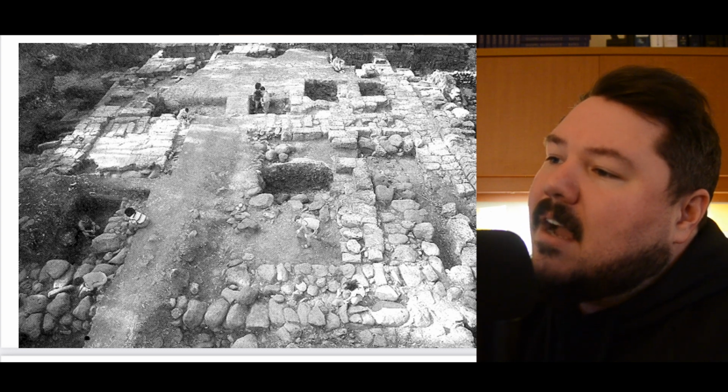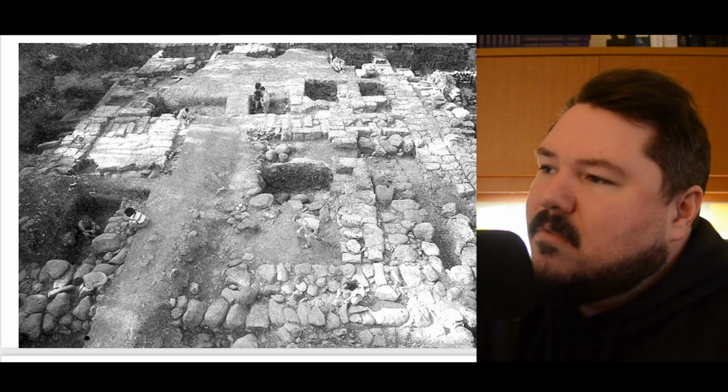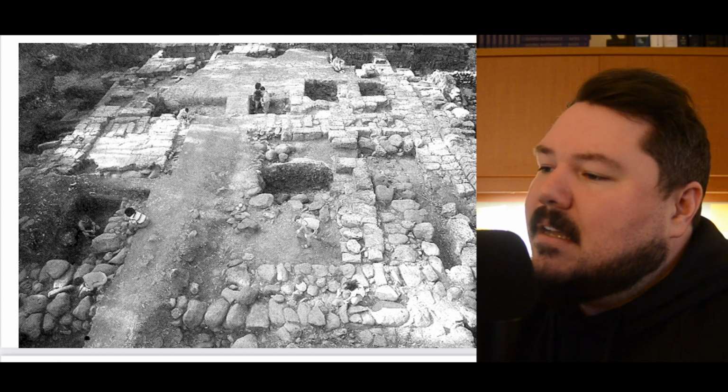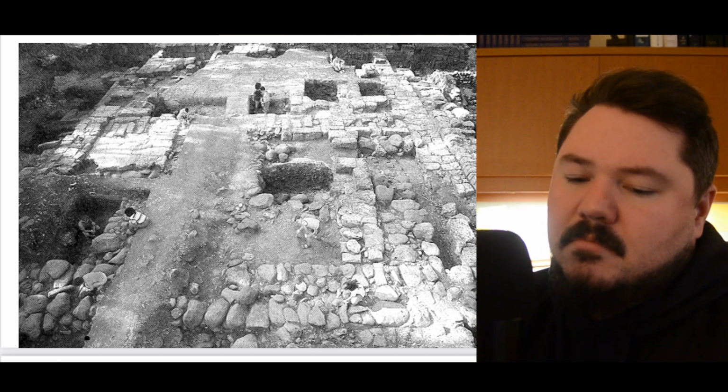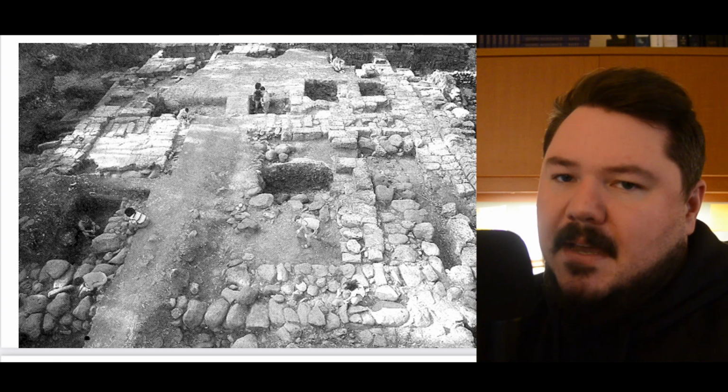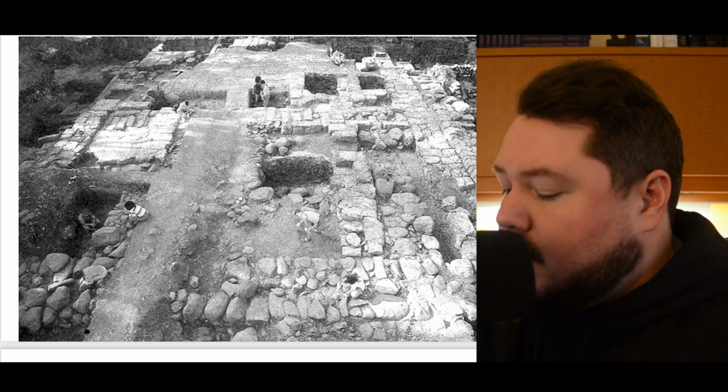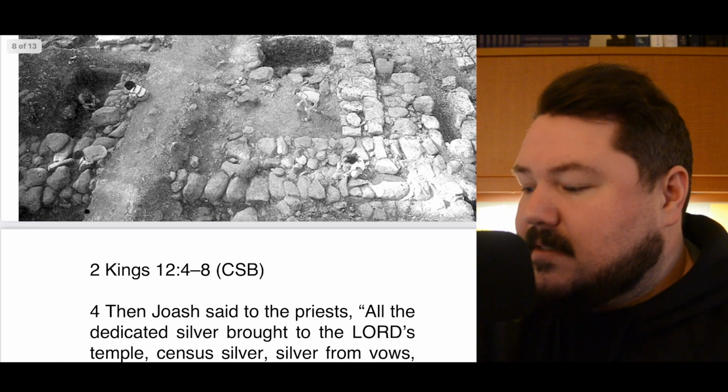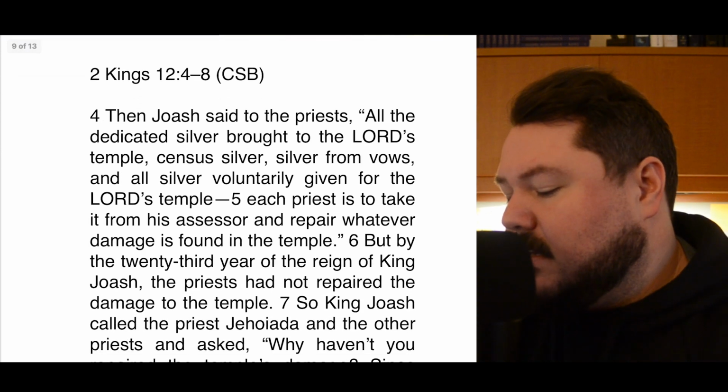So not getting rid of these was basically allowing other worship to take place, which is why it's bad that they stay up. So not getting rid of the high places means other worship can take place, and that is not good.